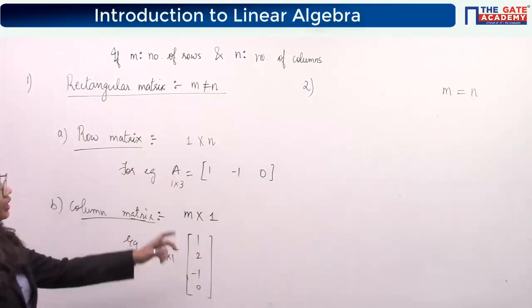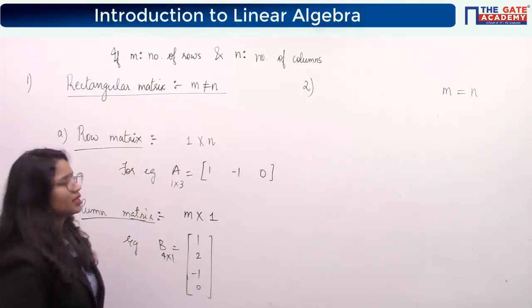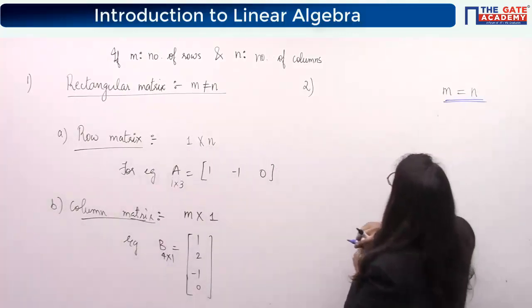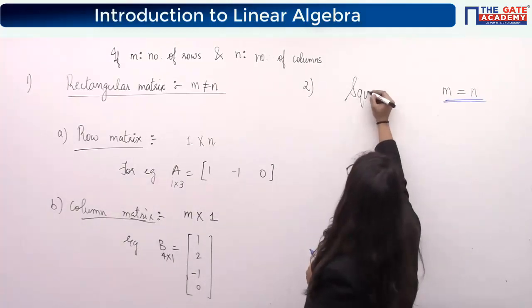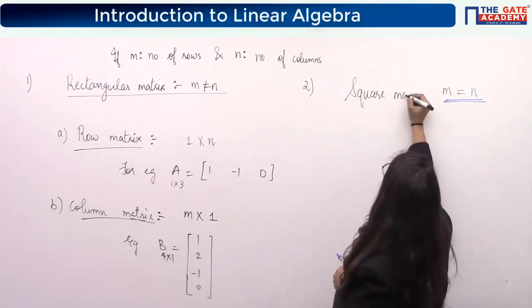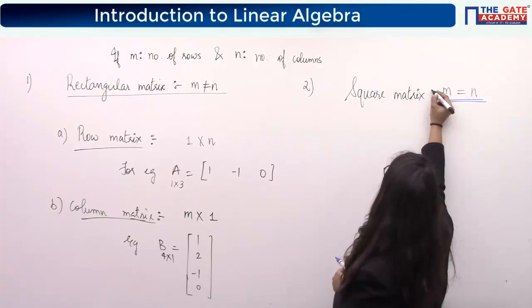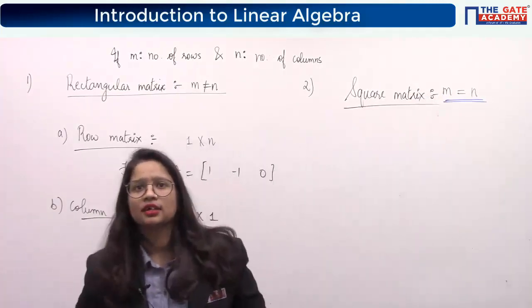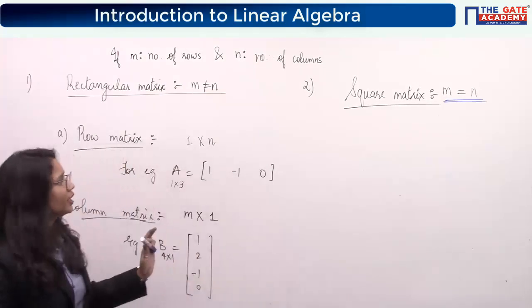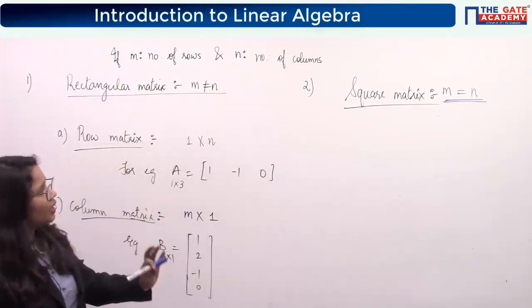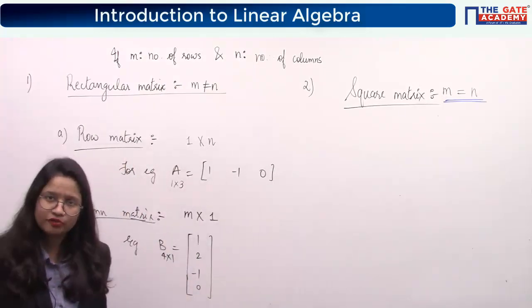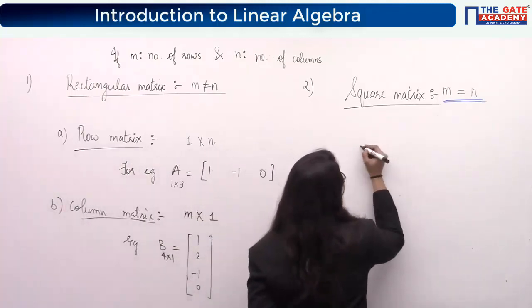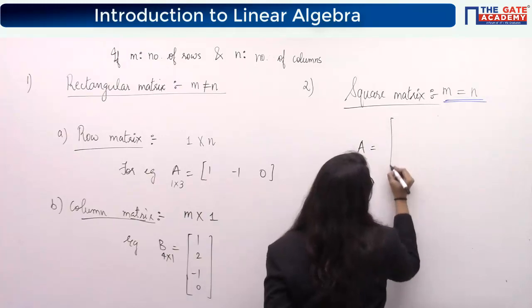Next case, second type, we will have m is equal to n. Can you tell me what kind of a matrix it is? What it is known as? It is known as square matrix. Yes, it is known as square matrix. M will be equal to n, number of rows equal to number of columns. For example, let's take an example. Let's say A matrix is there.